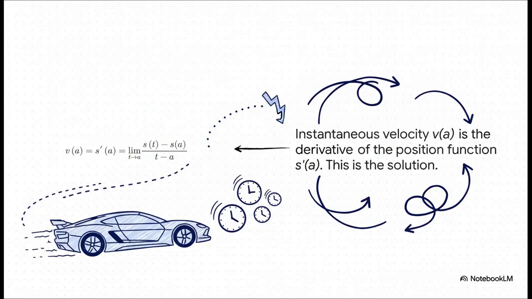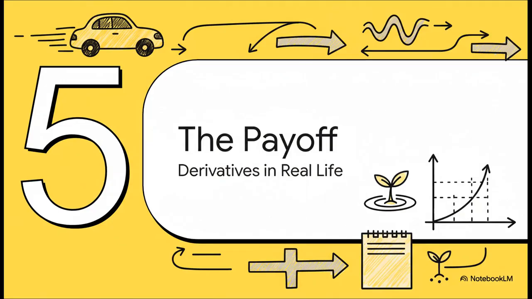And here, you see it all tied together in one beautiful package. The instantaneous velocity, v of a, is the derivative of the position function, s prime of a. It's the limit of that average velocity formula we started with as the time interval shrinks all the way down to 0. This elegant little equation, this is the solution to our whole supercar mystery. So, there we have it. We solved the problem of the car.